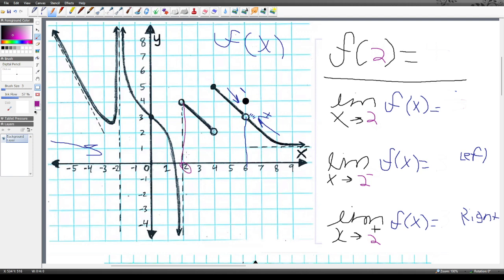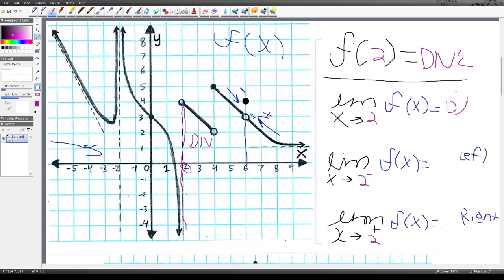There's an asymptote here also. So since there's no exact value for this, the evaluation of 2 from the function f of x will be does not exist or undefined. And the evaluation for the limit as x approaching 2 from the function f of x will be equal to does not exist.